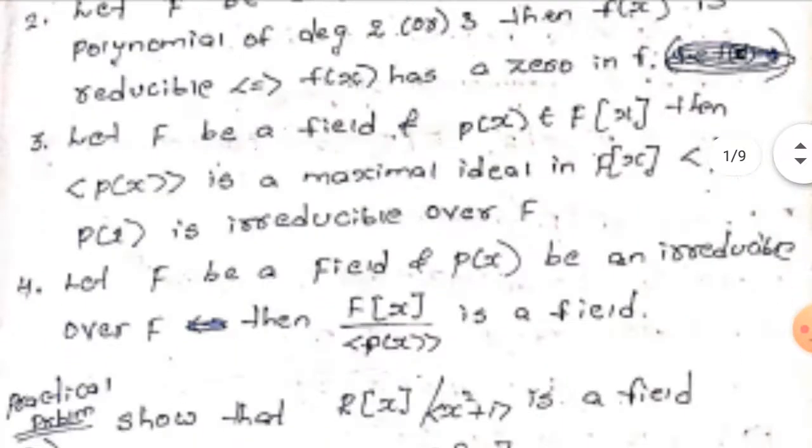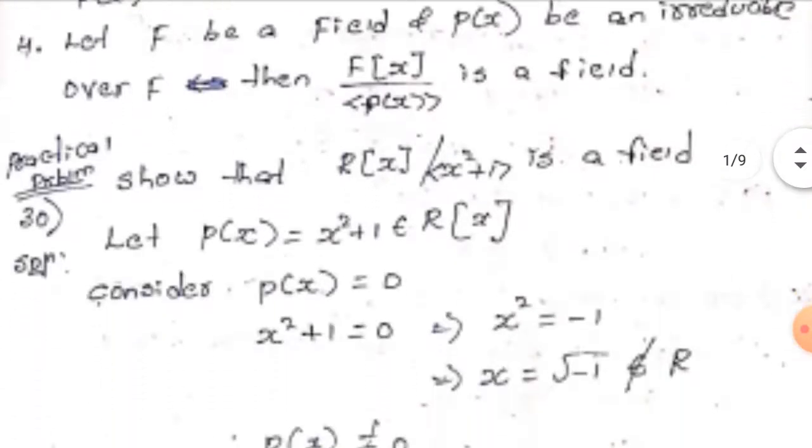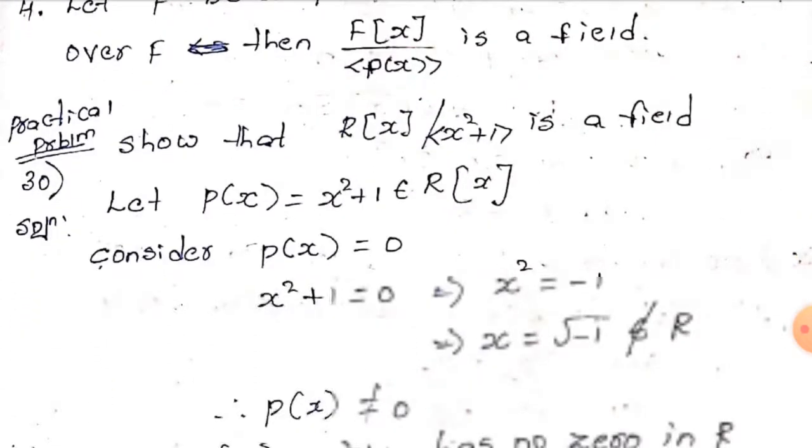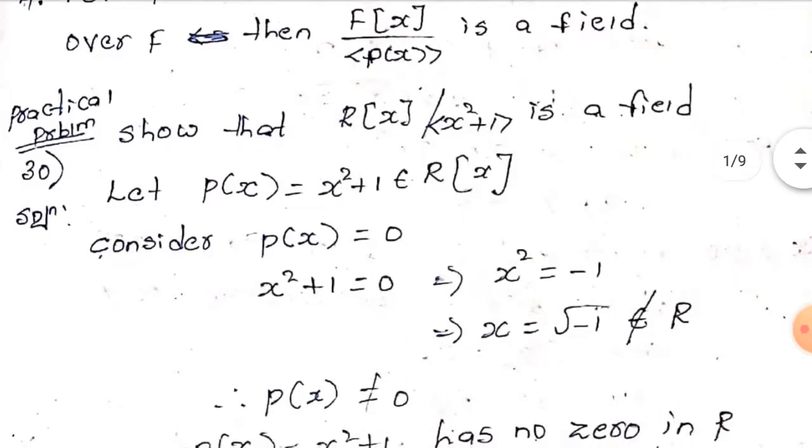Based on these note points, we have this practical problem. Already I gave you this problem, but that was very difficult to understand, so I am giving you this easy method. Show that R[x] by generator x square plus 1 is a field. Let us take p(x) equals x square plus 1.